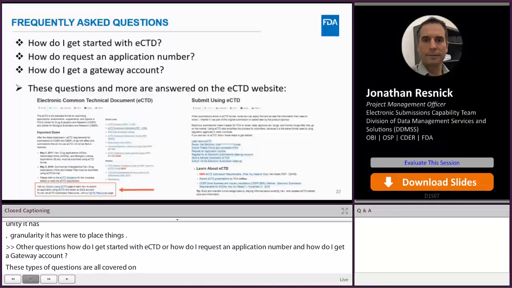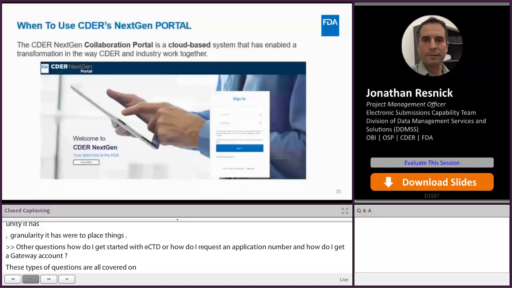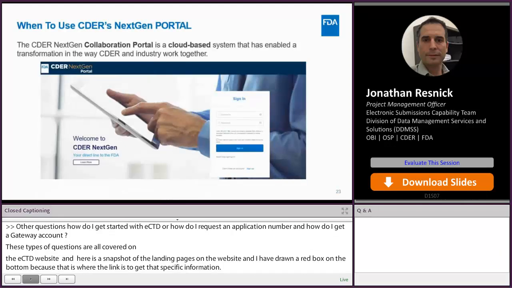And finally, I wanted to talk a little bit about CDER's NextGen portal. The CDER NextGen collaboration portal is a cloud-based system that has enabled a transformation in a way that allows CDER and industry to work together.